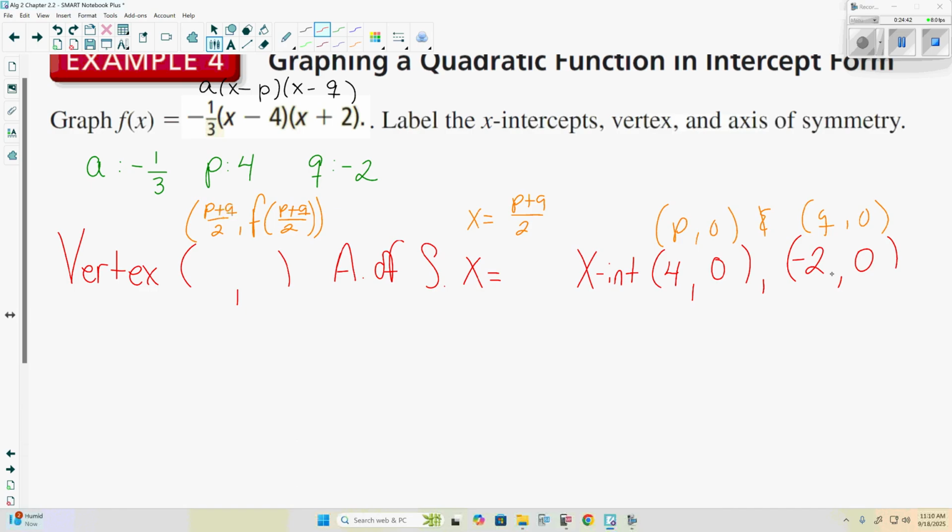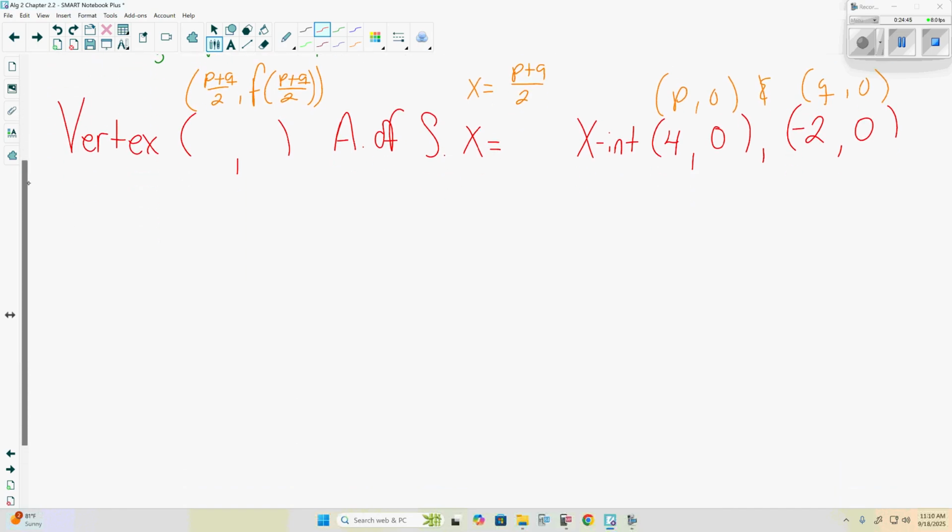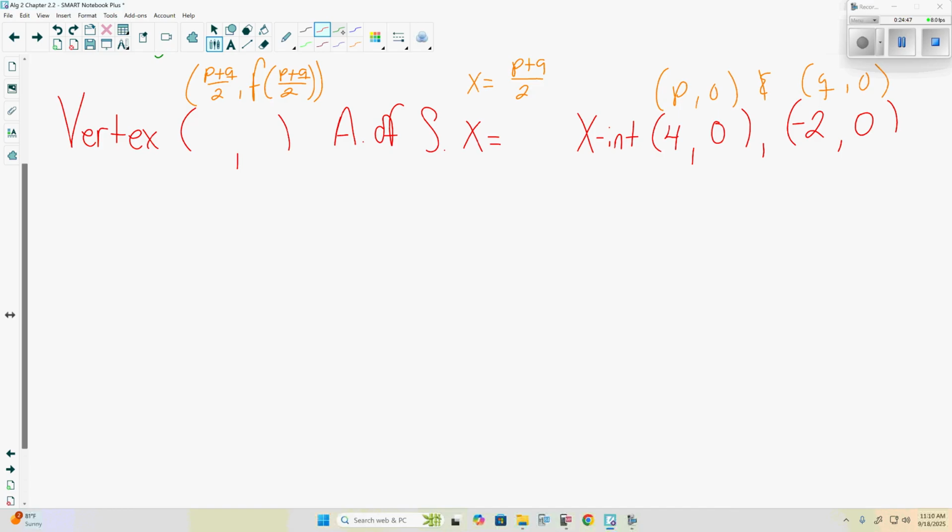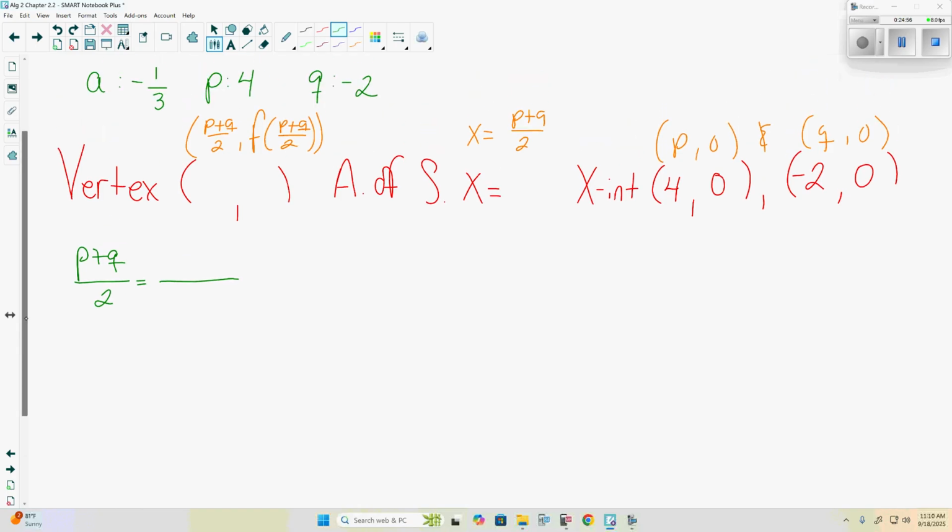We have the x-intercepts. Now to find the vertex and axis of symmetry, we have to calculate what? First off, (P plus Q) over 2. Our value of P is 4, and the value of Q is negative 2, yes? And again, at this point we could stick the whole thing in the calculator and let it do it for us. If we did this by hand, 4 plus negative 2 is 2. 2 divided by 2 is 1.